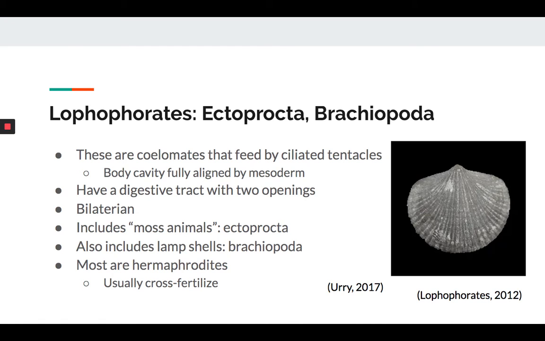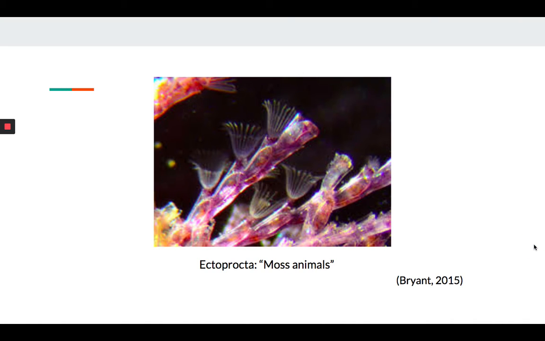The ectoprocs resemble clumps of moss, and they live in the sea and are sessile. Brachiopoda, on the other hand, are lamp shells that are similar to clams, and they are what are shown in the picture. They look like fossils, and they have been found from 400 million years ago, and they are remnants of 30,000 different species from the Paleozoic and the Mesozoic era. The ectoprocta can be called moss animals, and most of them are hermaphrodites, and they usually cross-fertilize. And that's a picture of the ectoprocta, which are called moss animals also.